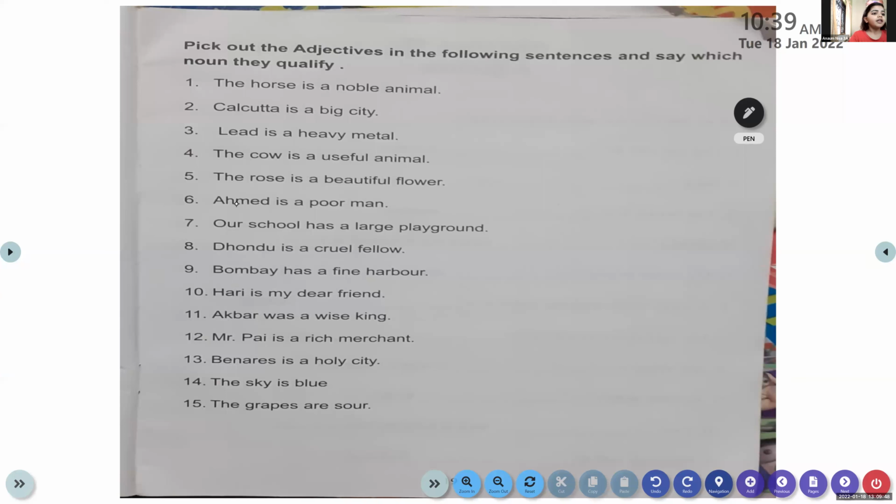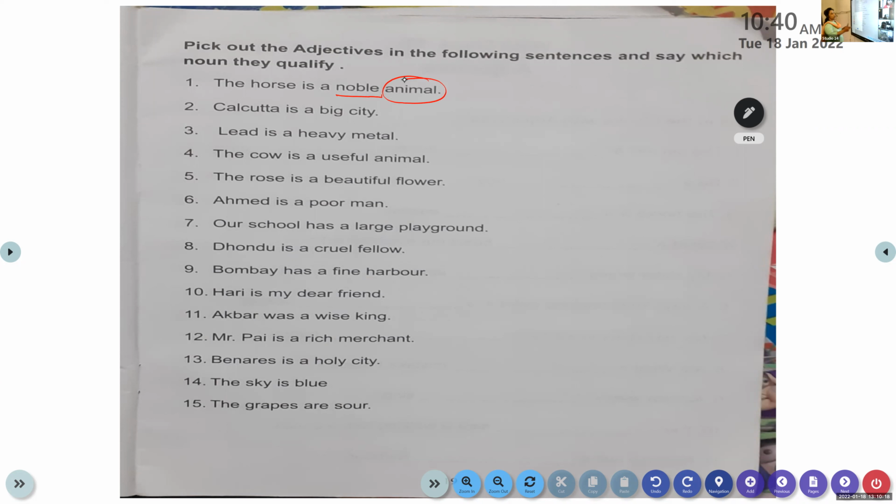Yes, ma'am. The horse is a noble animal. Noble is the adjective and animal is the noun. Yes, very good. So the horse is a noble animal. Noble means the horse is an animal which is used by kings and emperors, so it is called a noble animal. So noble is an adjective here and it describes the noun animal. Okay, is that clear to all of you?